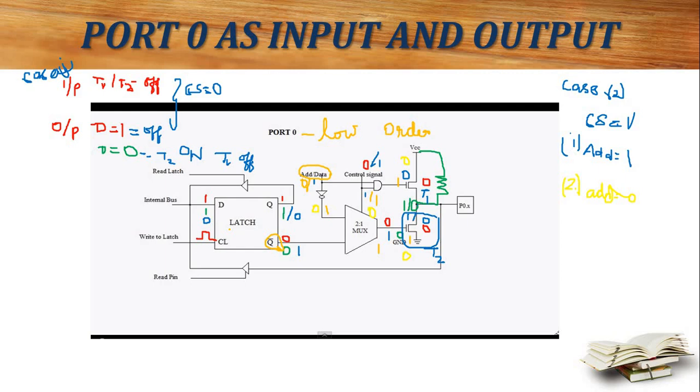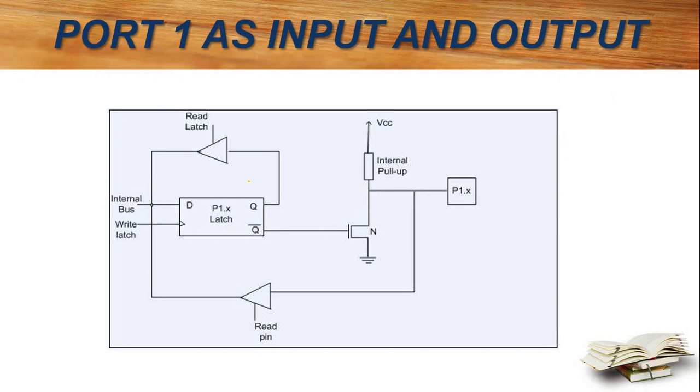Now we will discuss port 1. See, this is port 1, a similar setup. Here we don't have any mux. Why we need a mux is because there we check the control signal conditions. We check the control signal condition because in port 0 and port 2 we have address lines. In port 1 we don't have any address lines because it will perform only IO operations.